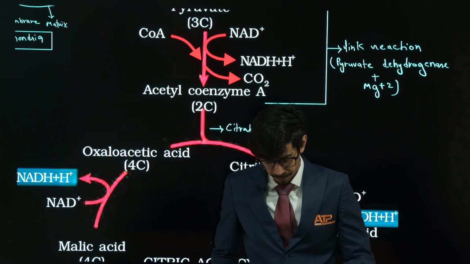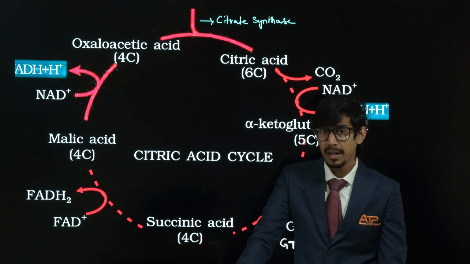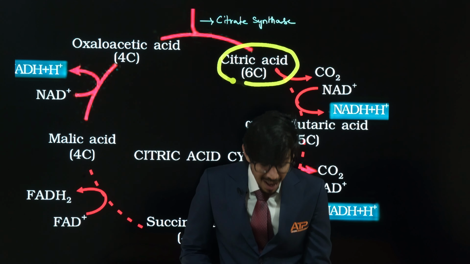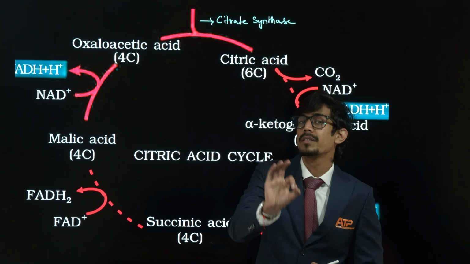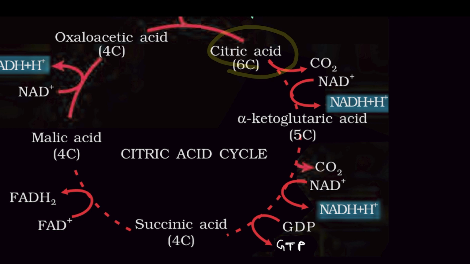Pay very close attention here. What is going to happen with citric acid? It has 6 carbons, right? Citric acid again undergoes oxidative decarboxylation. Citric acid gets oxidized to alpha ketoglutaric acid, and NAD+ gets reduced to form NADH plus H+, and 1 carbon from the citric acid is removed in the form of carbon dioxide. If 1 carbon is removed, it gives a 5-carbon compound called alpha ketoglutaric acid.